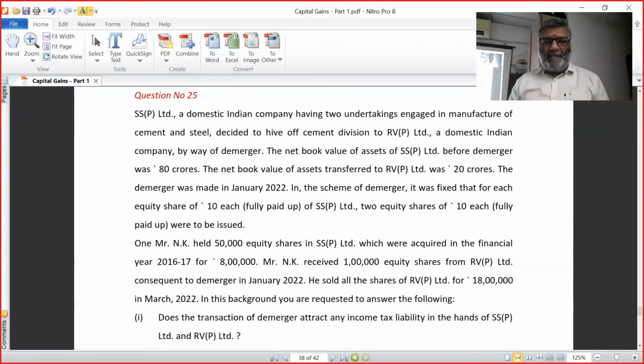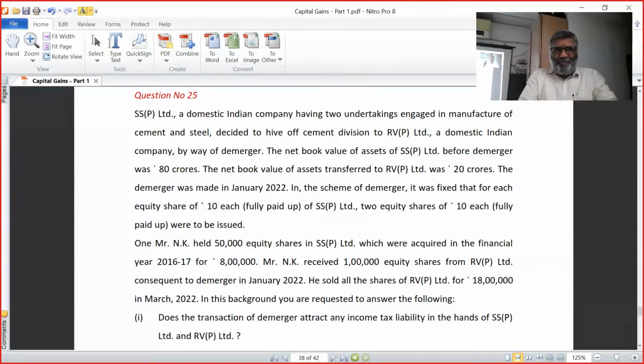This is an examination question, but it came for 16 marks. SS Private Limited, a domestic company having two undertakings engaged in the manufacture of cement and steel, decided to hive off the cement division to RV Private Limited, a domestic Indian company, by way of demerger. The net book value of the assets before demerger was 80 crores. The net book value of assets transferred was 20 crores.